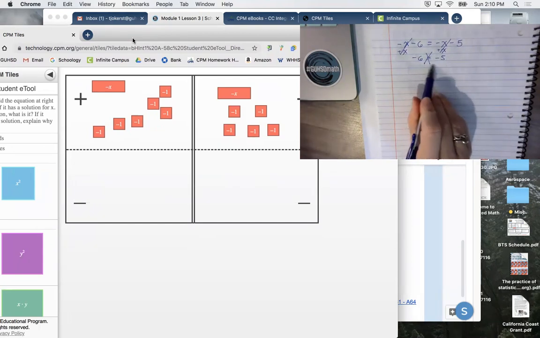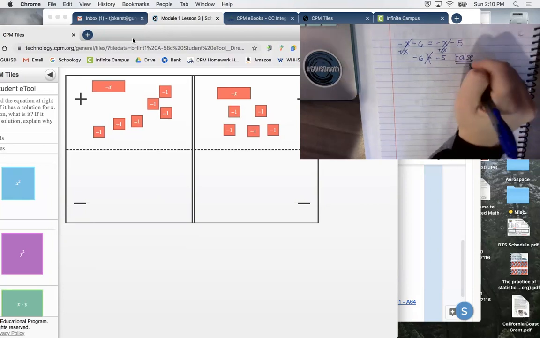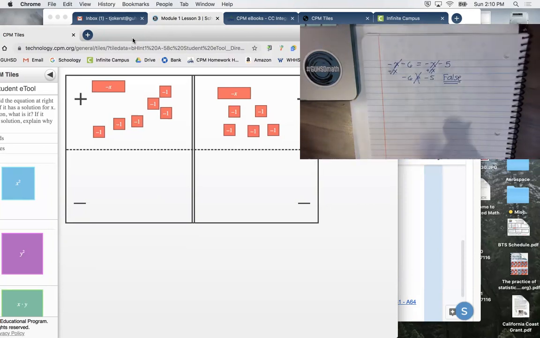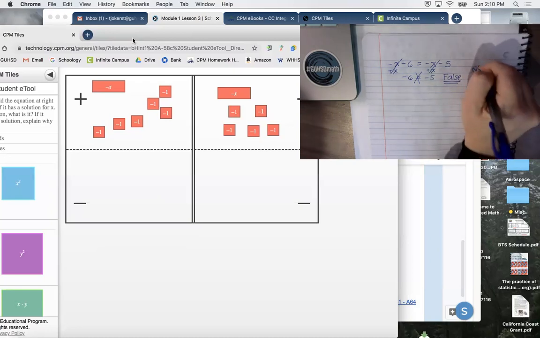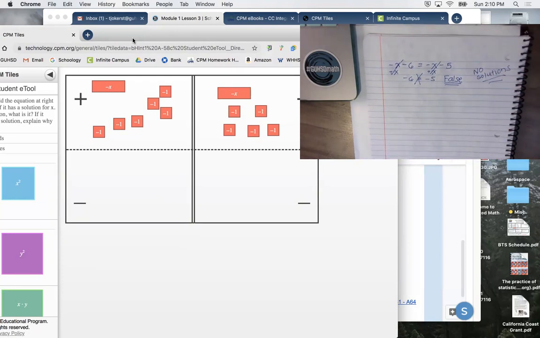When we have a false statement, it means it's going to be false for every single number. Any number that I plug in for x, if I plugged in 1 for x, I would get different numbers. If I plugged in 3,000 for x, I would get different numbers. This is a false statement, which means there are no solutions. There's not a single thing that would make this work.